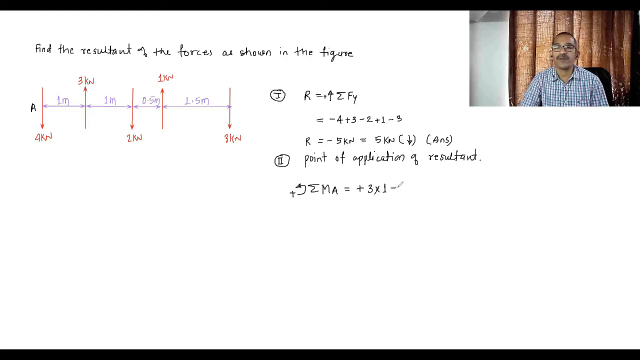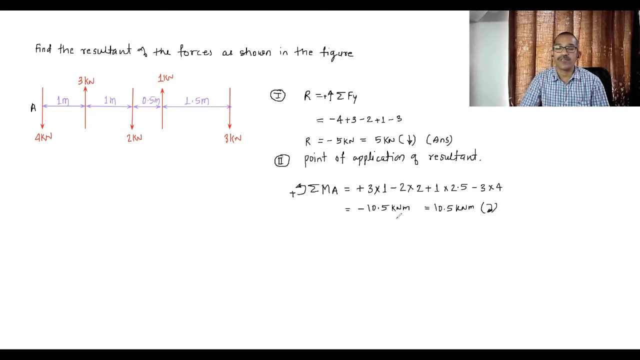Moment of 3 kilonewton is anti-clockwise, distance is 1 meter, so 3 into 1. Moment of 2 kilonewton is clockwise, minus 2 into distance 2. Moment of 1 kilonewton anti-clockwise, plus 1 into 2.5 meter horizontal distance. Moment of 3 kilonewton is clockwise, therefore minus, and the distance is 4 meter. If we find the sum of moments of these forces, it comes out to be minus 10.5 kilonewton meter. What direction do we get here? Clockwise.